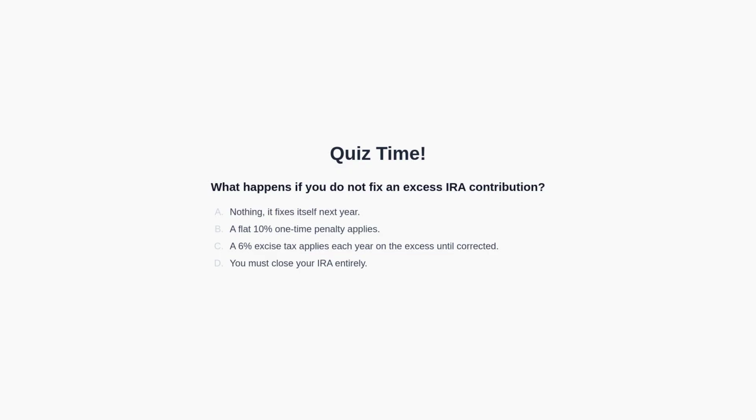Quiz time. The question is, what happens if you do not fix an excess IRA contribution? The options are A. Nothing, it fixes itself next year. B. A flat 10% one-time penalty applies. C. A 6% excise tax applies each year on the excess until corrected. D. You must close your IRA entirely. You may pause the video now to consider your answer. We will discuss the answer in the next section of the video.